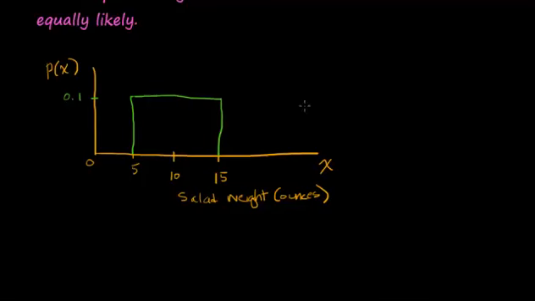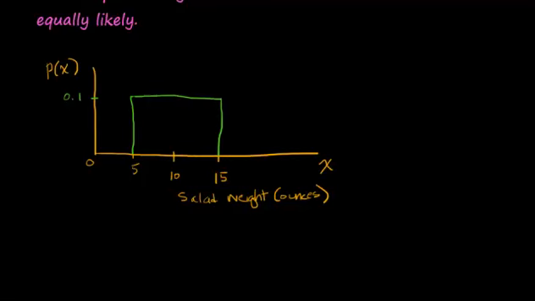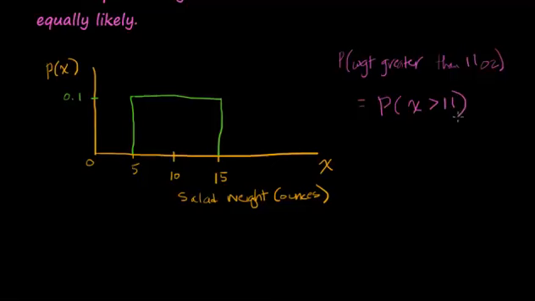So let me write it over here. We want the probability that the weight is greater than 11 ounces. So what I'm saying here in more shorthand notation, that's the probability that my random variable x is greater than 11. Okay?